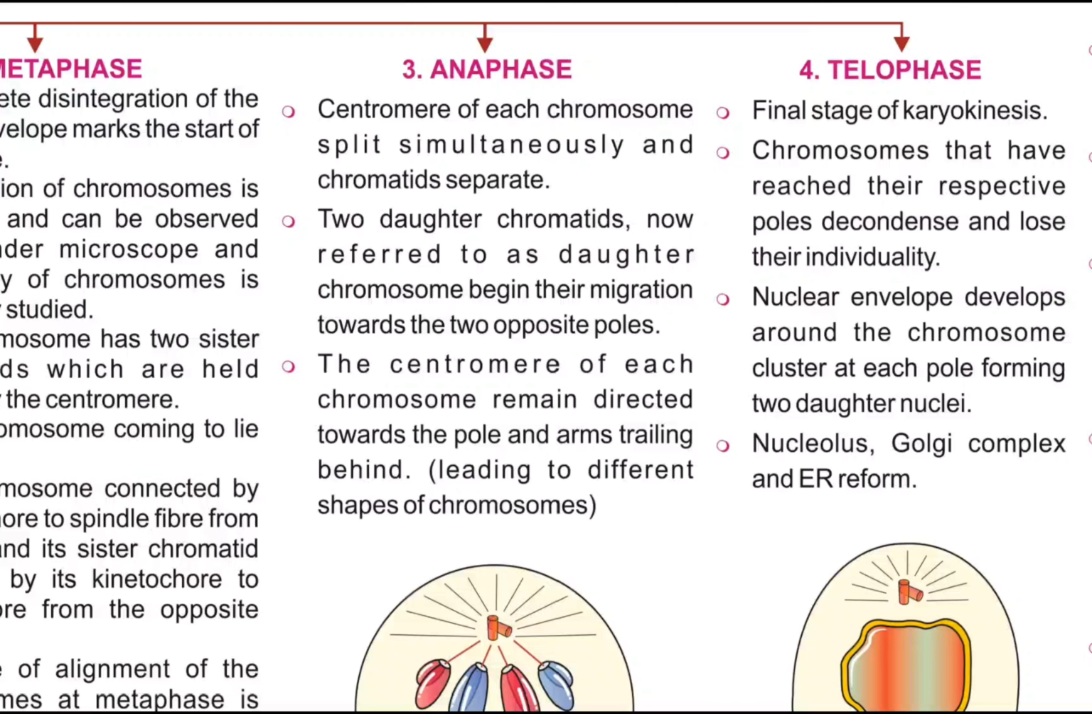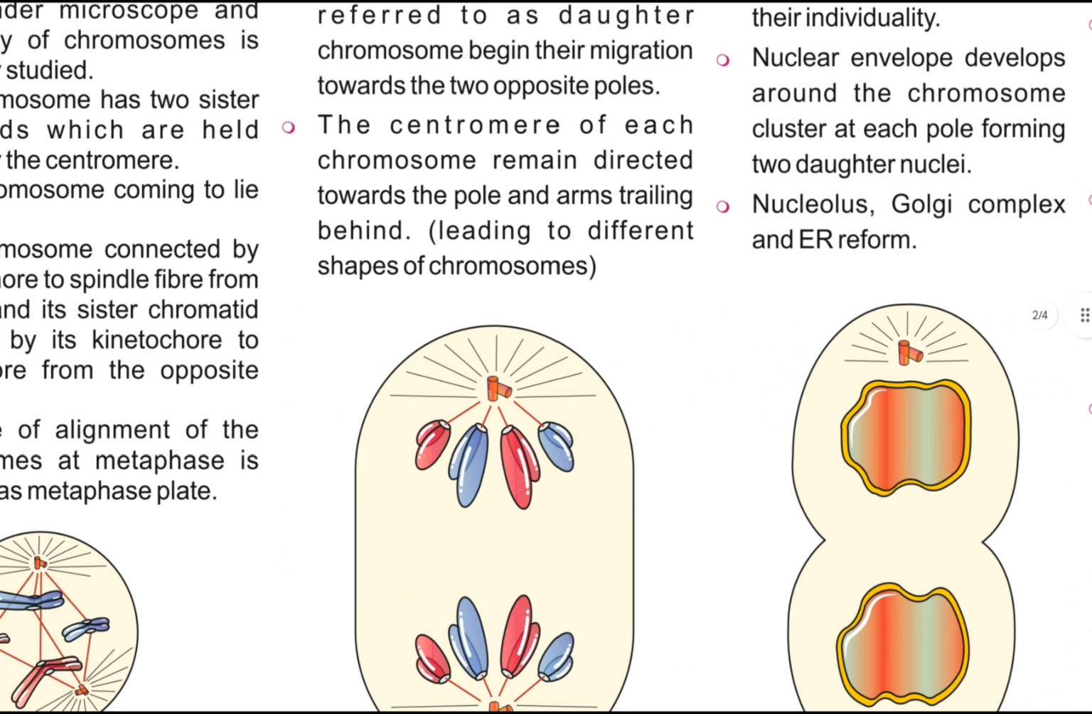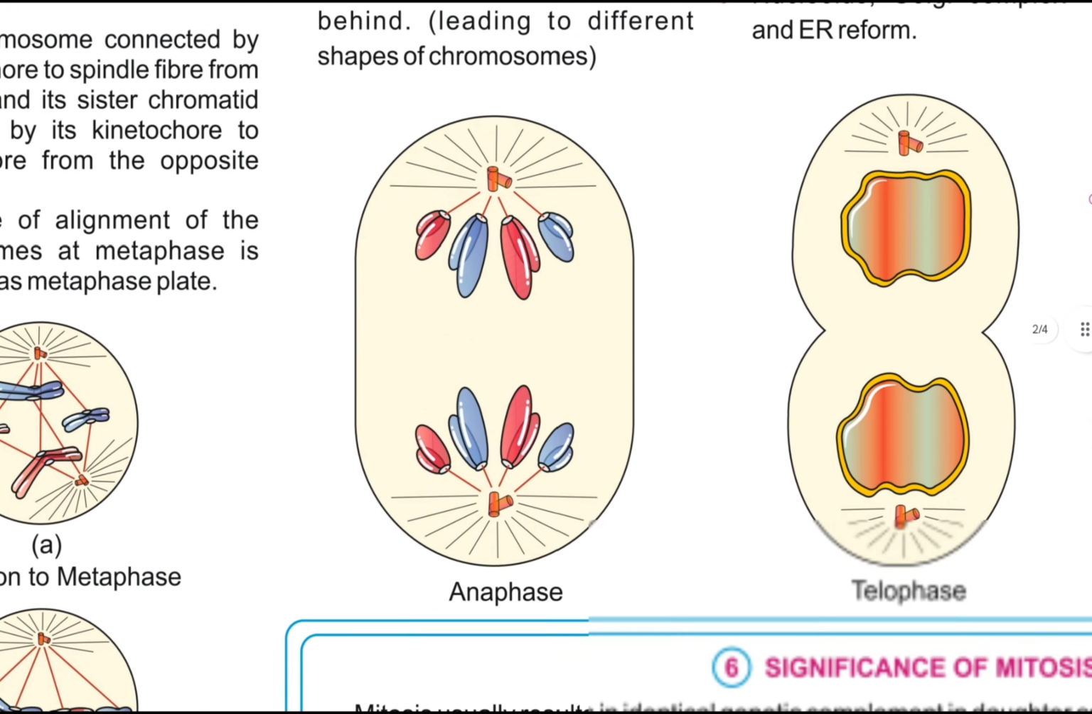Anaphase. Centromere of each chromosome splits simultaneously and chromatids separate. Two daughter chromatids, now referred to as daughter chromosomes, begin their migration towards the two opposite poles. The centromere of each chromosome remains directed towards the pole and arms trailing behind, leading to different shapes of chromosomes.